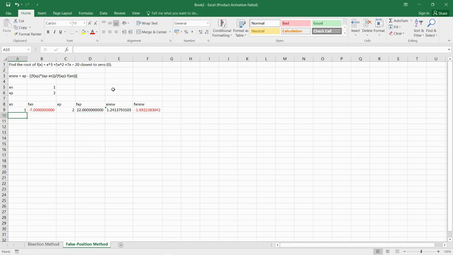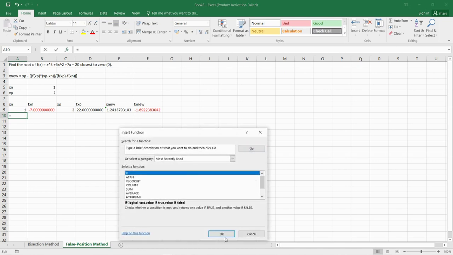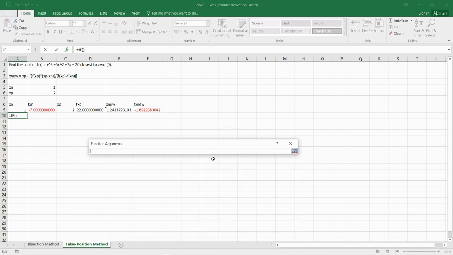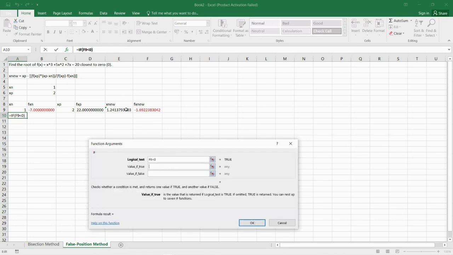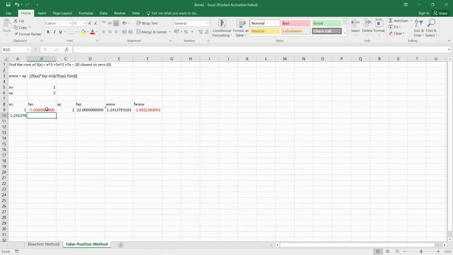And since it is the same as the bisection method, we will also use the if function. Our logical test will be: if f of x2 is less than 0 or negative, we will use the new value of x. Otherwise, we will retain the value of xn from the previous iteration. And let's copy that one.